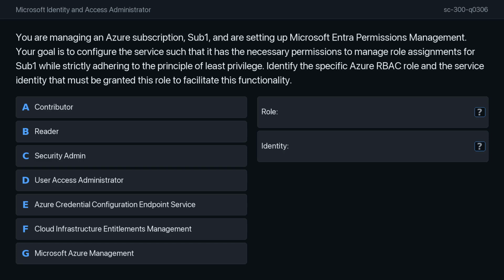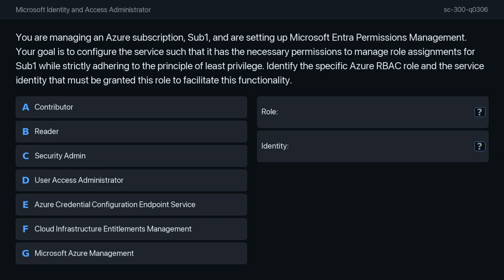You are managing an Azure subscription, Sub 1, and are setting up Microsoft Entra Permissions Management. Your goal is to configure the service so it has the necessary permissions to manage role assignments for the subscription while strictly adhering to the principle of least privilege. Which specific Azure RBAC role and service identity must be granted to facilitate this functionality?